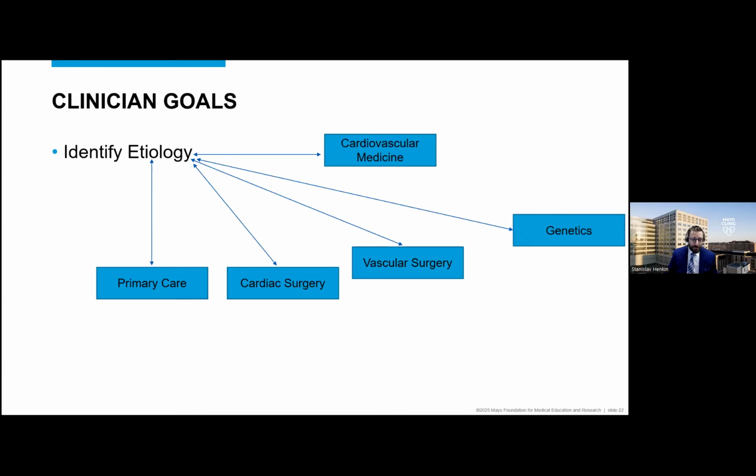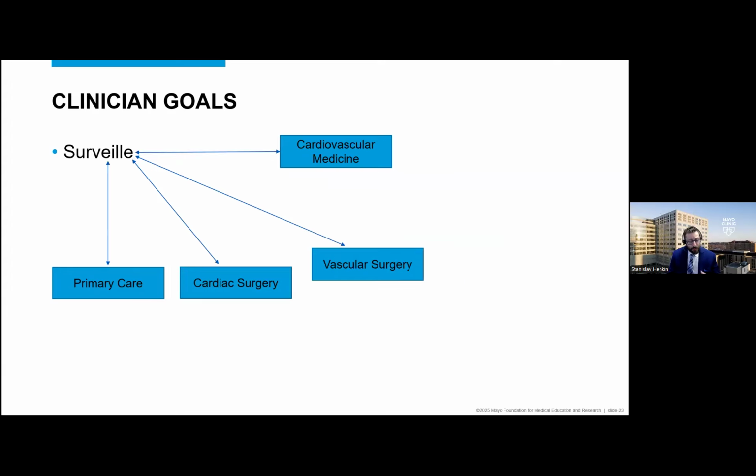Now, when we think about the etiology, this is where our colleagues in genetics become really critical. And these need to be your friends. If you're not friends with them, you should become friends with them. They are critical to the care of these patients and really now is a standard of care for caring of these patients. When it comes to surveillance, again, it depends on institutions.